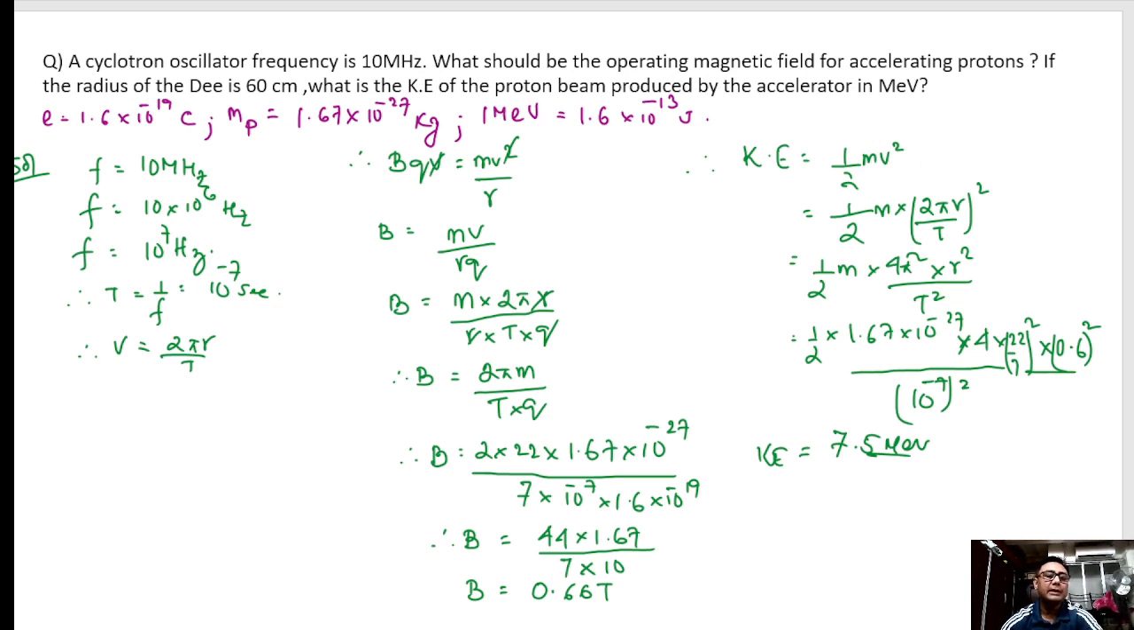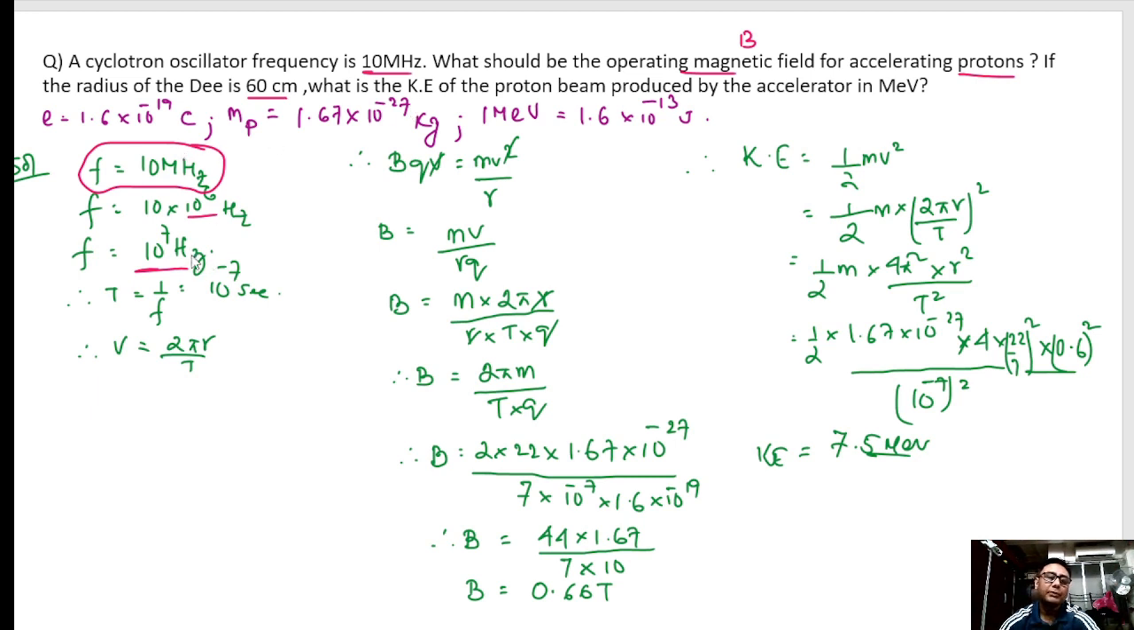So let's see, friends, the next sum. What is it all about? A cyclotron oscillator. There is a cyclotron which is oscillating with a frequency of 10 megahertz. Mega means 10 to the power 6, so this is the frequency. What should be the operating magnetic field B? For a proton, we know a cyclotron can accelerate only positive particles, that's why protons. The radius of the D, which is R, is given.